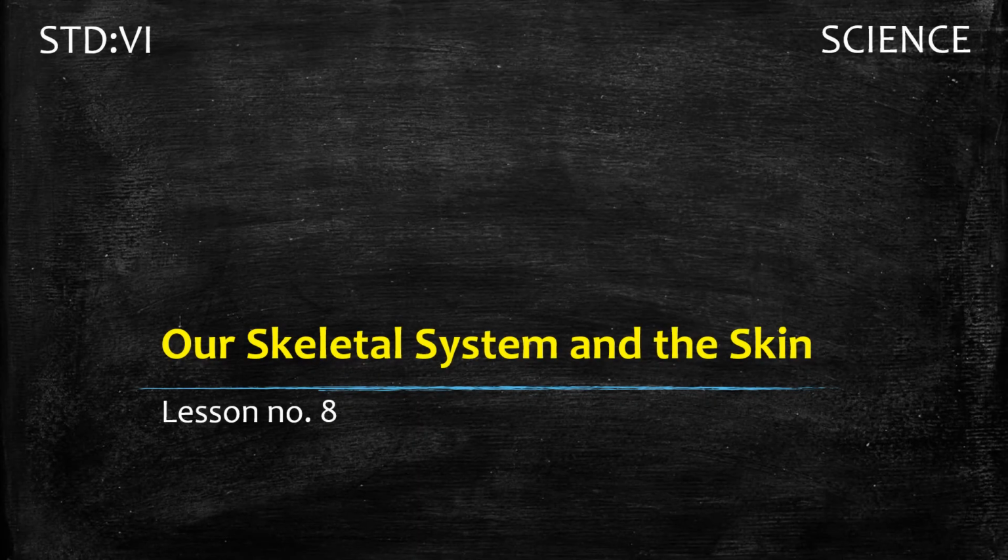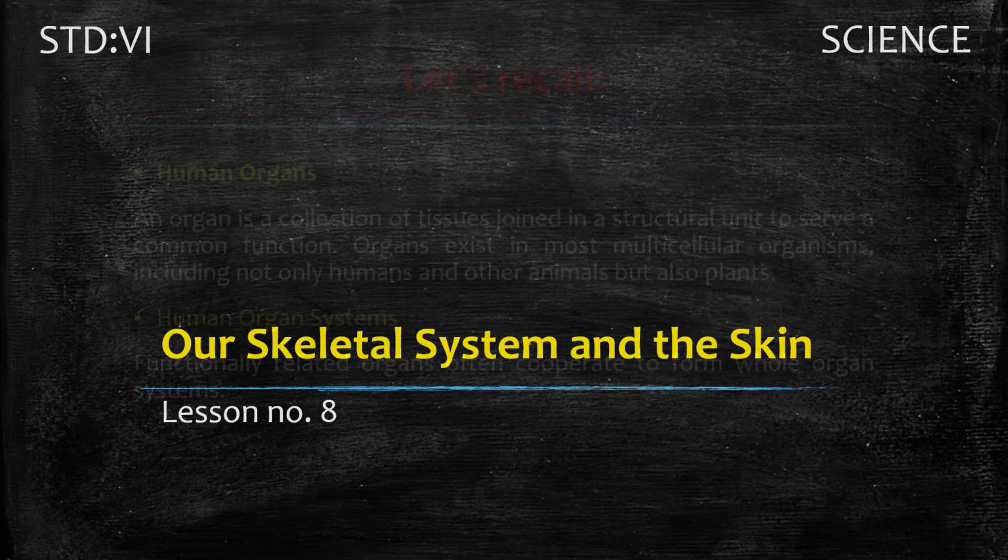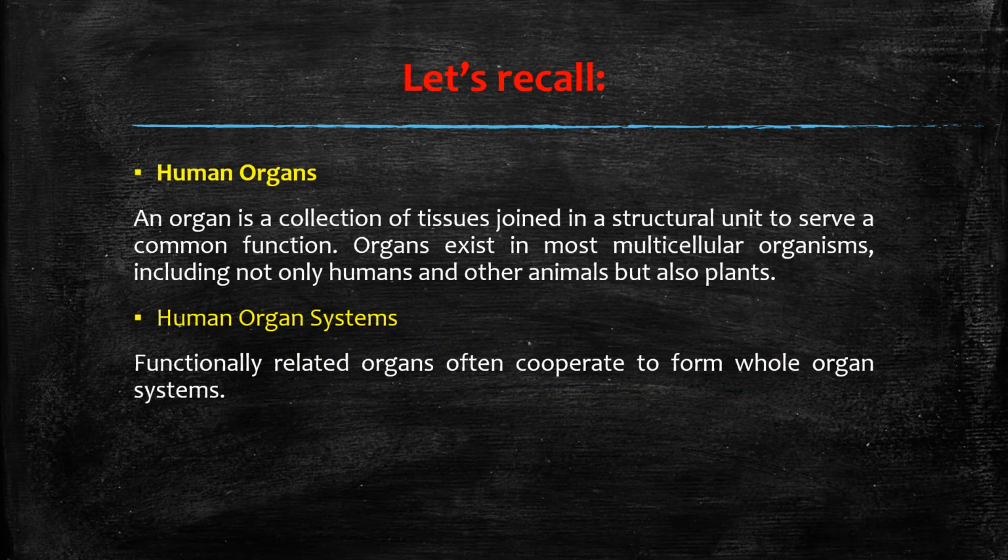Standard 6th, Science, Lesson number 8, our skeletal system and the skin. Let's recall. Children, in previous standard, you have studied about human organs and organ systems. Can you tell me what is organ?